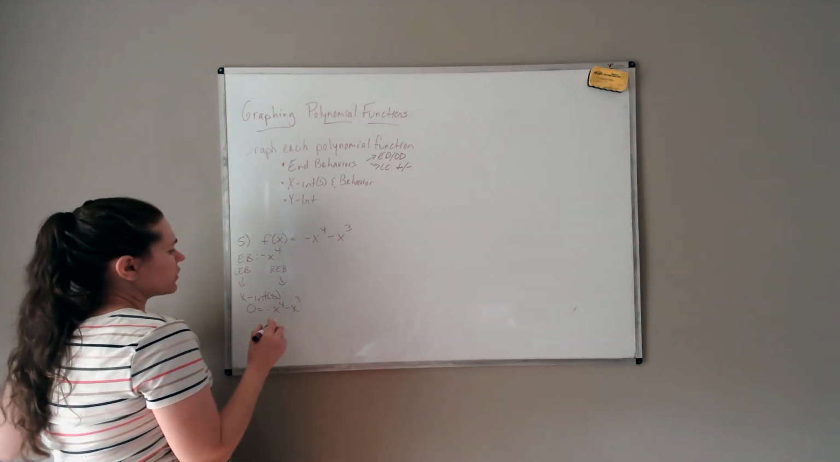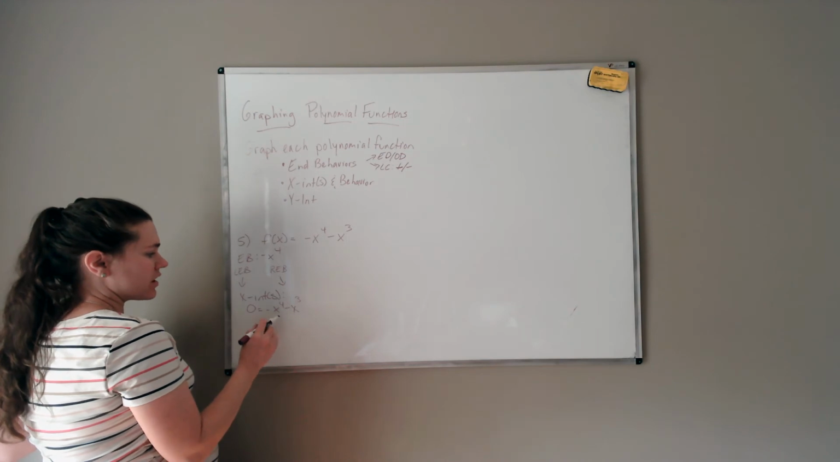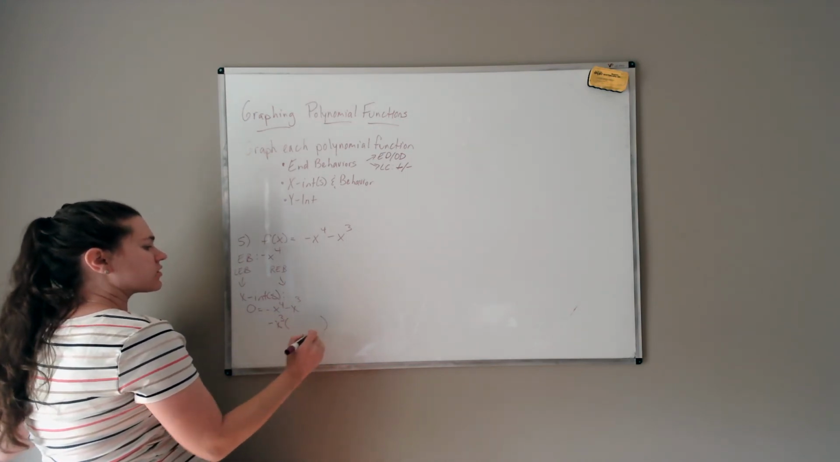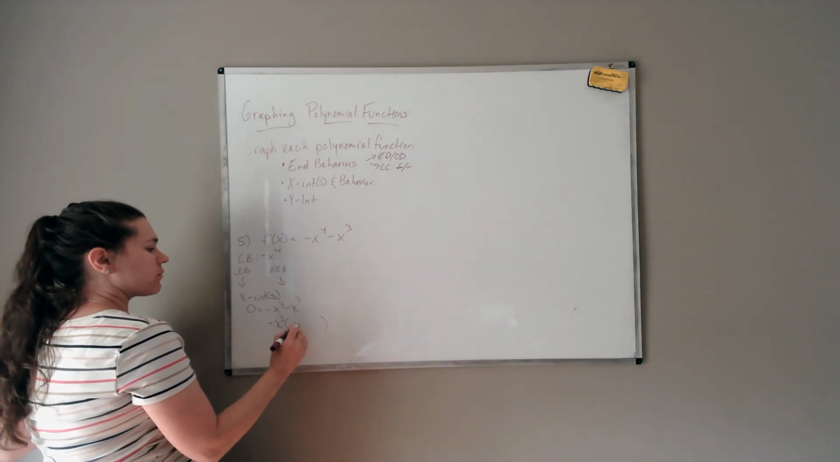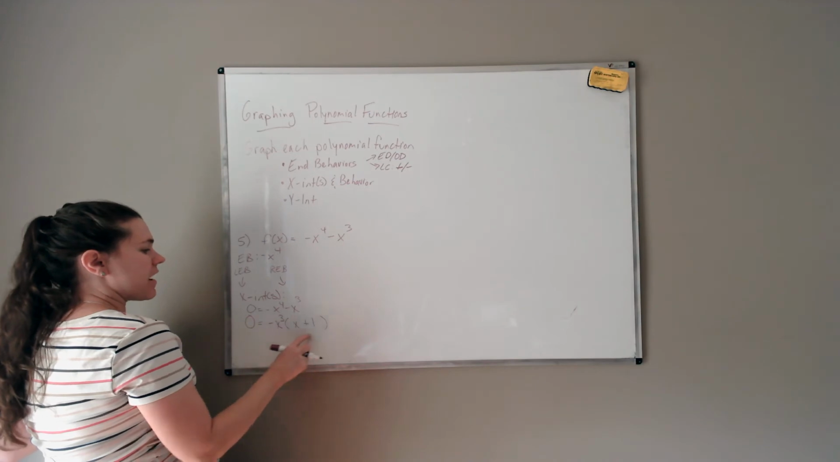So the first thing you always look for when you're factoring, okay, is what's the greatest common factor? The greatest common factor here is negative x to the 3rd. If I factor out a negative x to the 3rd, I'm going to be left with x plus 1. This is the factored form.